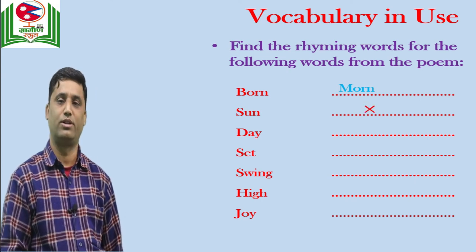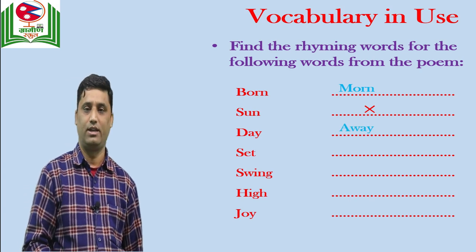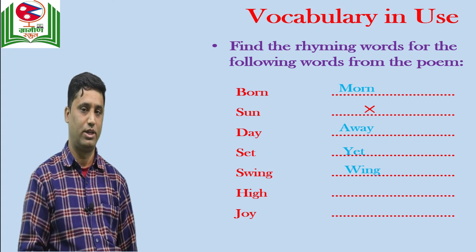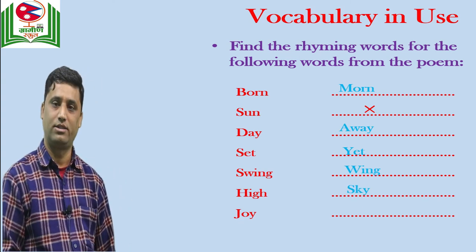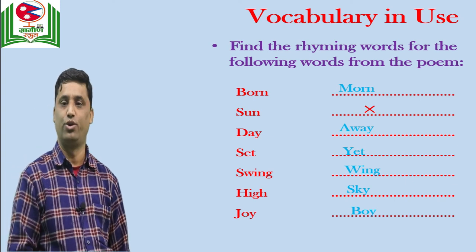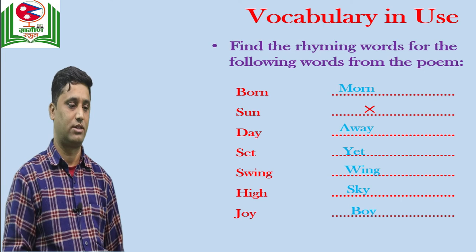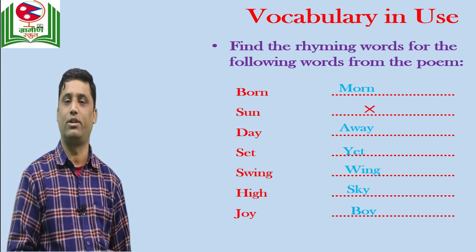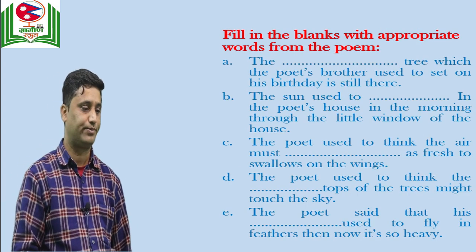Do you think you can find the rhyming word for the word sun? Okay, this is not found in the poem. You don't find the rhyming word for sun here. Day, away. Set, yet. Okay, swing, that is wing. The same way, high, sky, and joy rhymes with boy. And this is the exercise. That's not very difficult, because you have already done a similar kind of exercise while doing the poems previously.